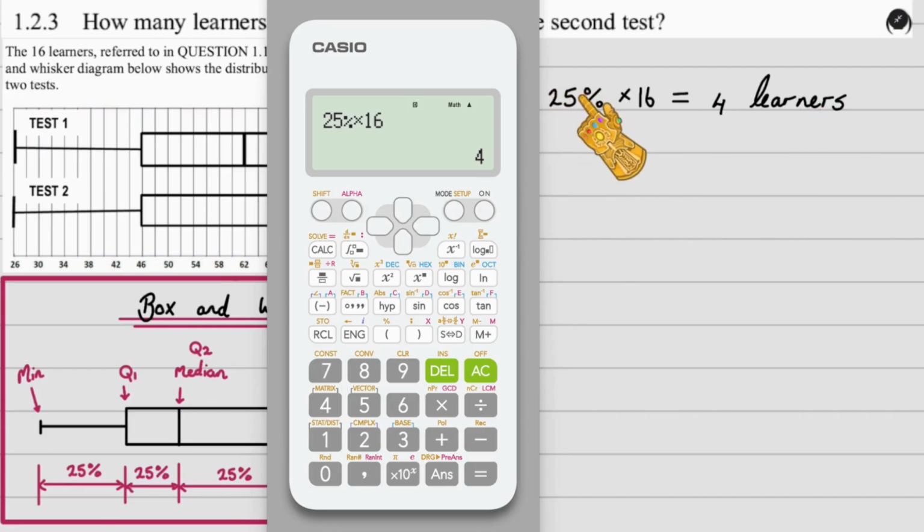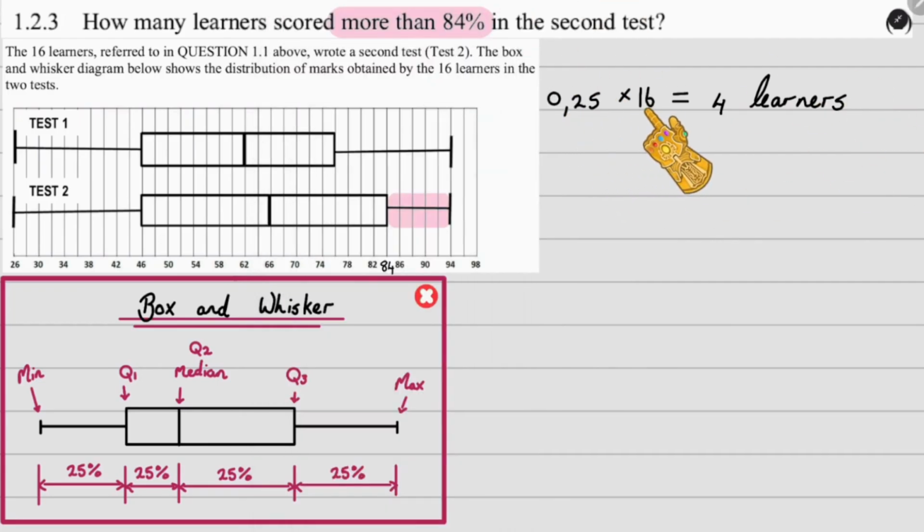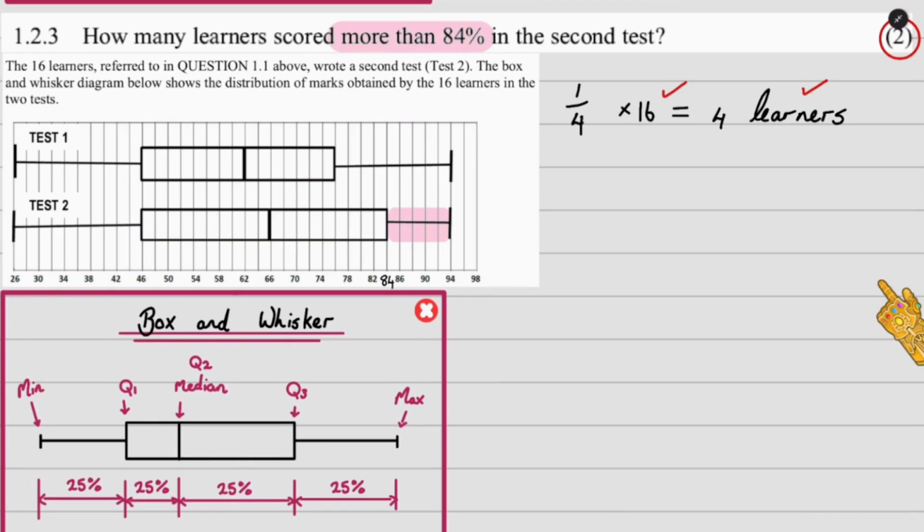Bear in mind, instead of saying 25%, you can represent it as a fraction or a decimal. So I could have done this: 0.25 times 16 gives me the same outcome. I could have done this: 25 over 100, because percentage just means per 100, which means a part over 100. Or I even could have done this: a quarter times 16, because box and whisker plots divide things in quarters, Qs. And your 2 marks come from your working out, you get 1 mark there, and the final answer, you also get 1 mark there. And that wraps up the box and whisker plots for this paper.